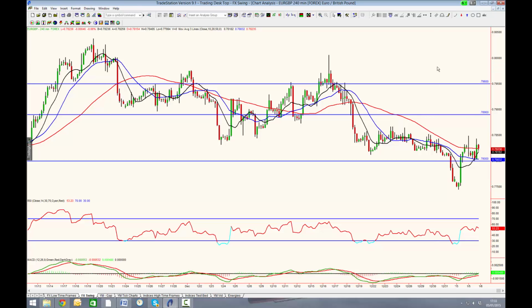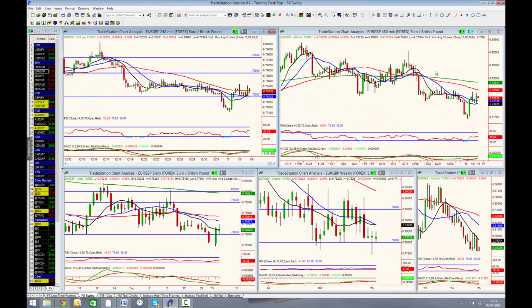So that's 3 markets there and 3 trading opportunities that I'm keeping a close eye on, that support the key themes at the moment, which are dollar strength and euro weakness.